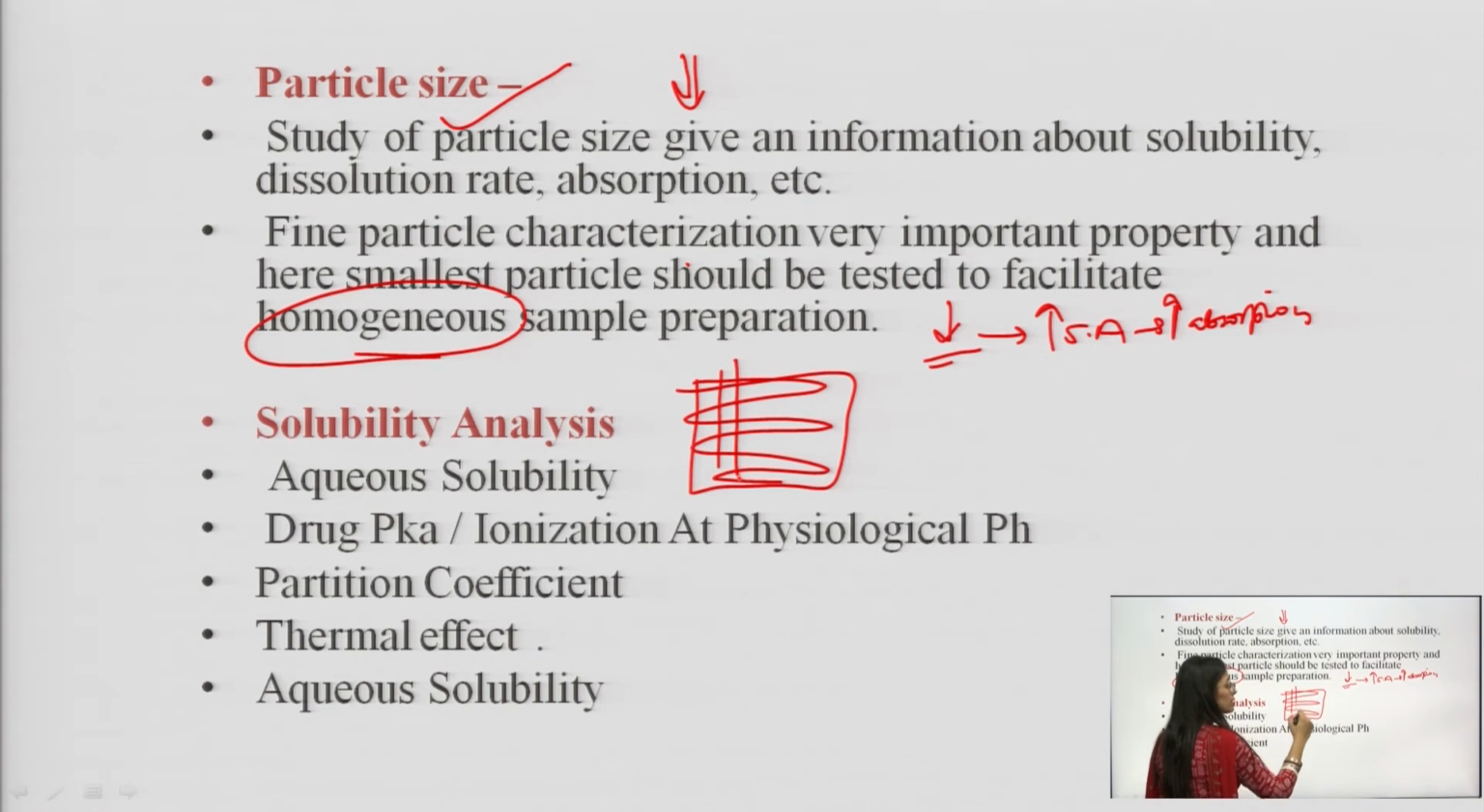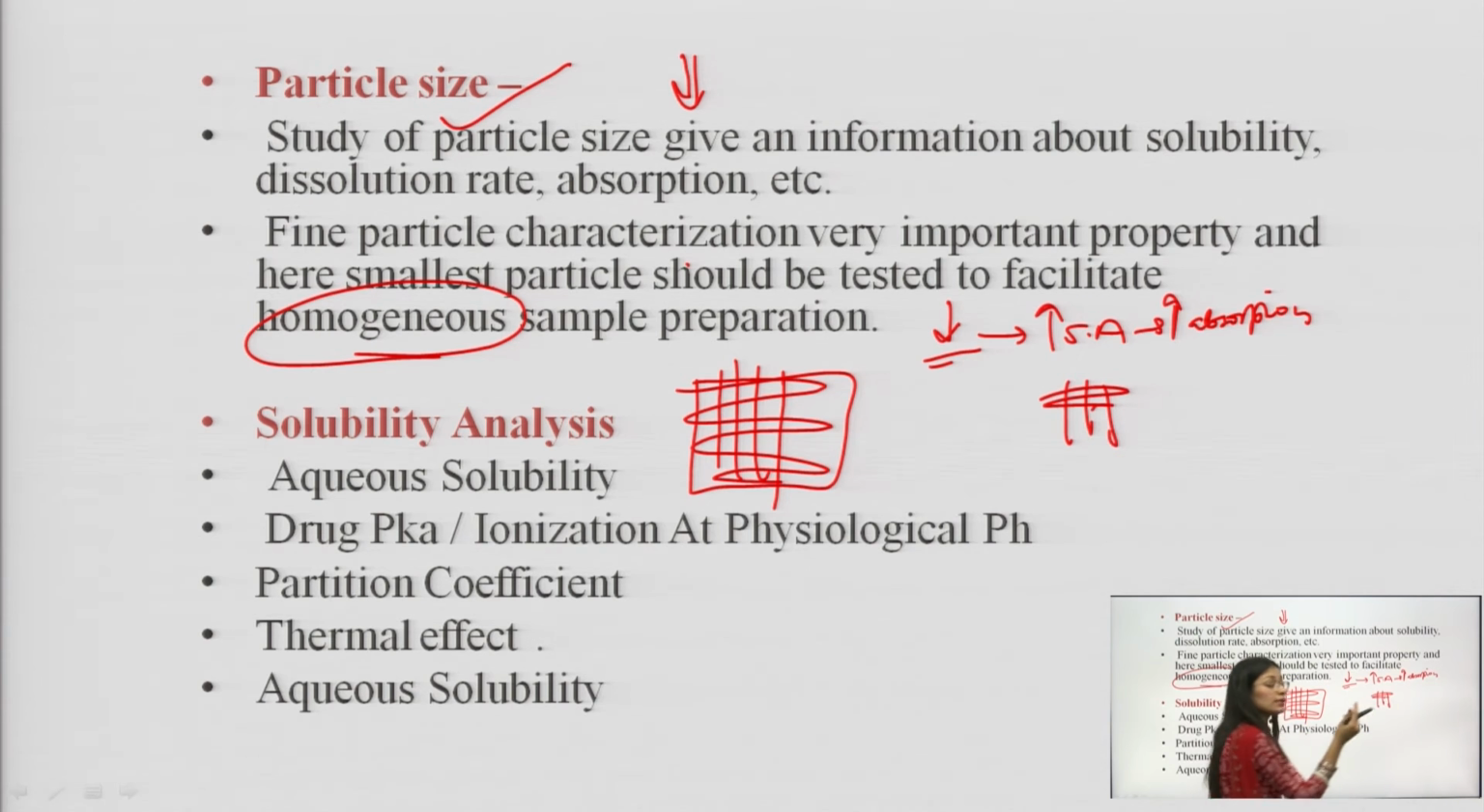For homogeneous preparation, you have seen when you are formulating a tablet, what do we do? We pass it through different sieves. Why do we pass it through the sieve? Because we want uniform particles with a very small particle size. This is what we deal with in particle size. Particle size plays a very major role. When we have a small particle size, it increases surface area. When it has an increased surface area, it increases the absorption rate.